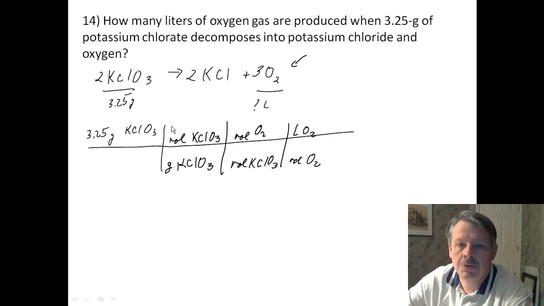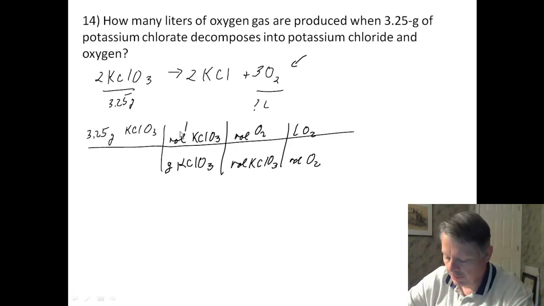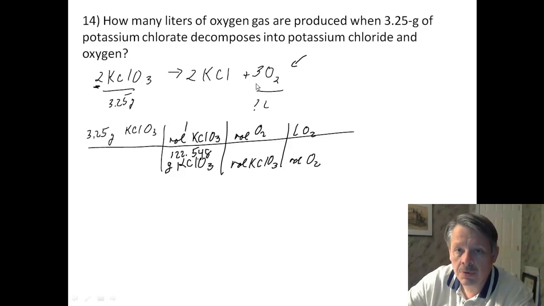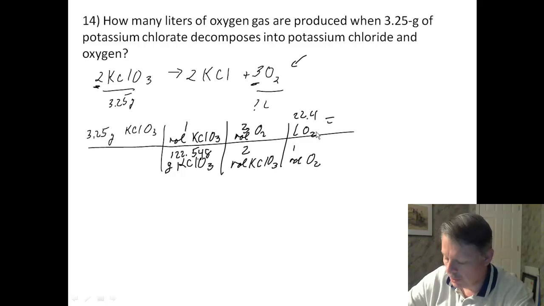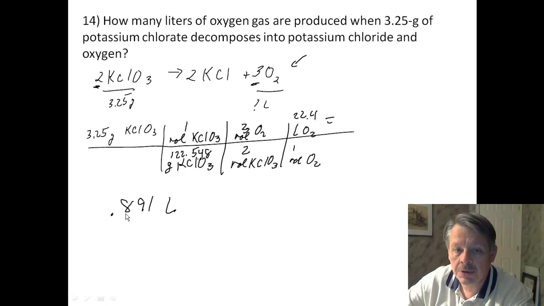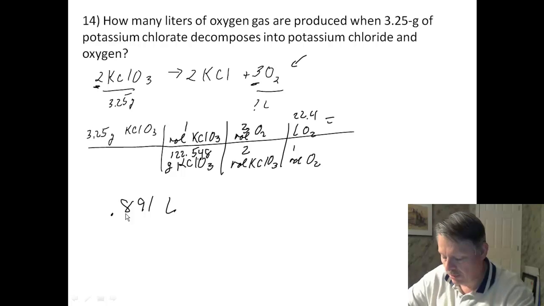And now we fill in some numbers. 1 mole of KClO3, we have to figure out its mass, and that's 122.548 grams. And our KClO3 has a 2 in front of it, our oxygen has a 3 in front of it, so that's a 2 to 3 ratio. And our liters are 22.4. So when we multiply this out, we get 0.891 liters. 3 sig figs in our problem, 3 sig figs in our answer, and that's that one.